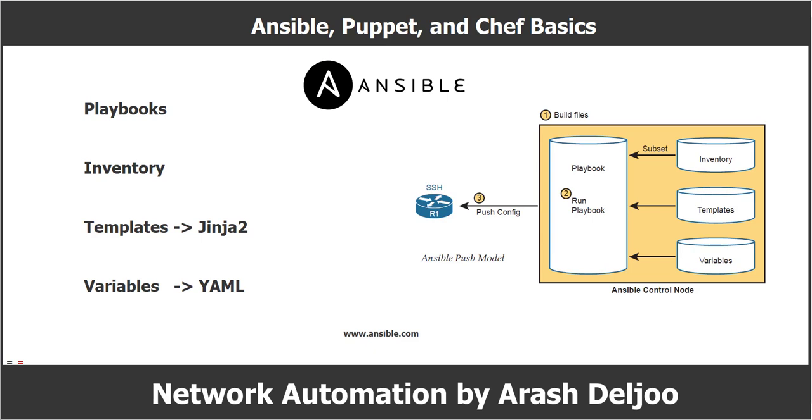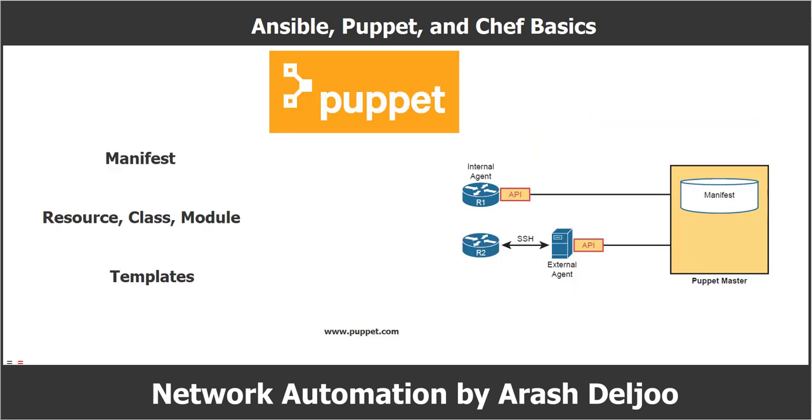To do configuration monitoring, Ansible uses logic modules that detect and list configuration differences, after which the playbook defines what action to take, reconfigure or notify. And here we can see the Ansible push model. We have inventory, templates, and variables, okay? And also here we have the playbook. We can run the playbook, and with the help of SSH or NETCONF, we will push the configuration to router 1.